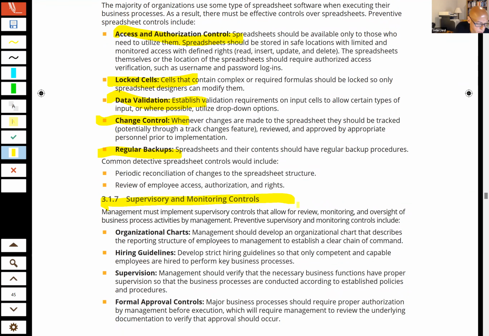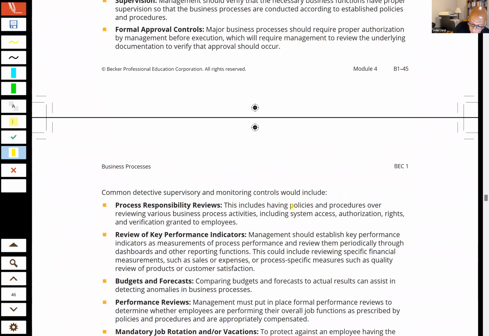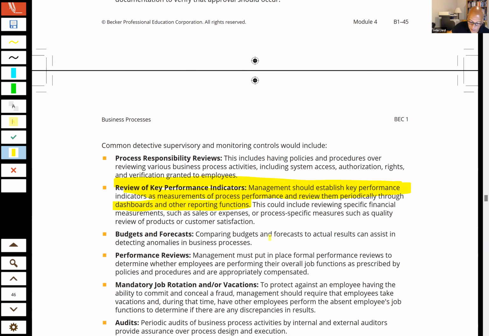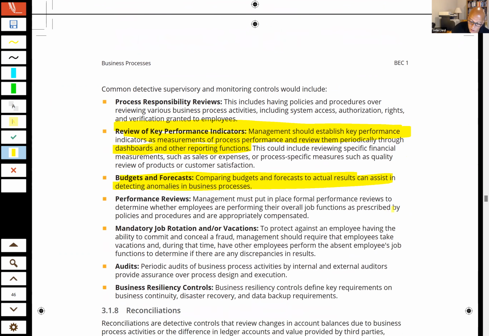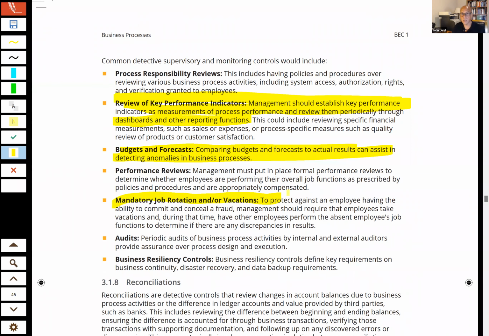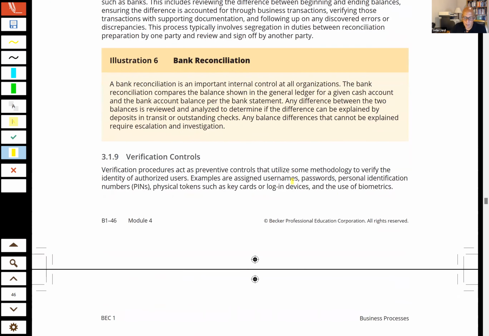Supervisory and monitoring controls, let's just take a look, hiring guidelines and whatnot, but review of key performance indicators, okay, for measurement of process performance and review periodically, dashboards, budgets and forecasts are obviously performance reviews, okay. Mandatory job rotations and vacations. Sometimes we find that fraud happens when that one person never wanted to take a vacation. Okay, we think how dedicated they are, and then it turns out that they were stealing the whole time.